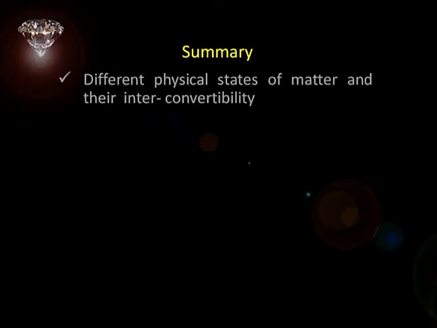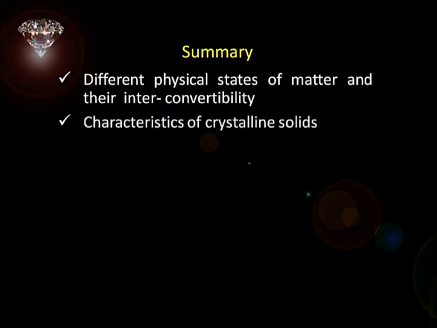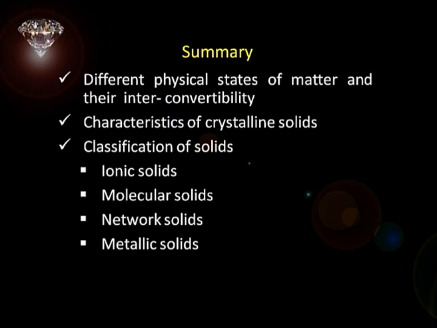Let's quickly sum up what we've done today. We talked about the solid state as one of the physical states of matter. In this context, we started with different physical states and their interconvertibility in terms of energetics. That means if we give energy to the system, how does the physical state change, or if we take energy from it, how does the system change. Thereafter, we touched upon different characteristics of crystalline solids, in terms of hardness, cleavability and many more things. Then we talked about the classification of solids, based on the nature of the species constituting the solid and the interaction between them, and on that basis we classified solids into ionic solids, molecular solids, network solids and metallic solids.